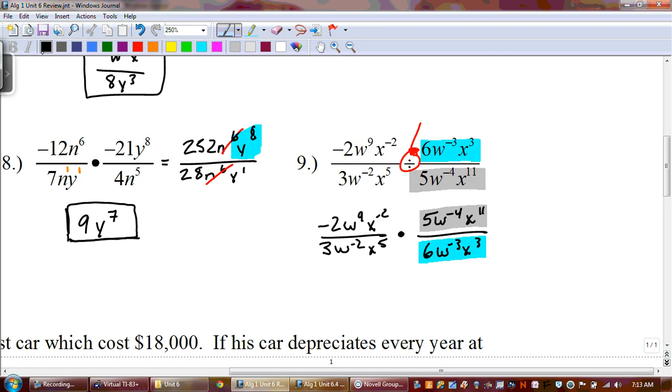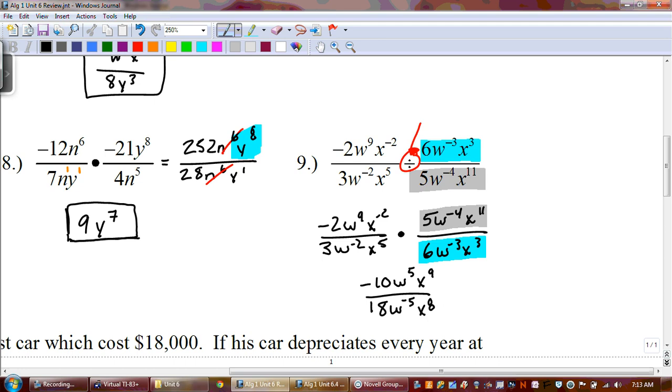Okay, so all we're going to do is multiply straight across. Negative 2 times 5 gives us negative 10. W to the 9th and w to the negative 4, we add those and we get w to the 5th. X to the negative 2 and x to the 11th, we get x to the 9th. On the bottom, 3 times 6 gives us 18. Let's make that look like an 8. W to the negative 2 and w to the negative 3 gives me w to the negative 5. And then x to the 5th and x cubed gives us x to the 8th.